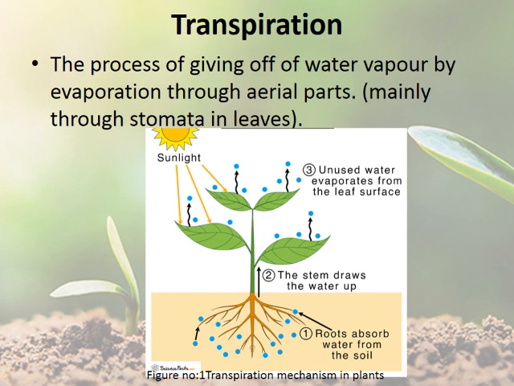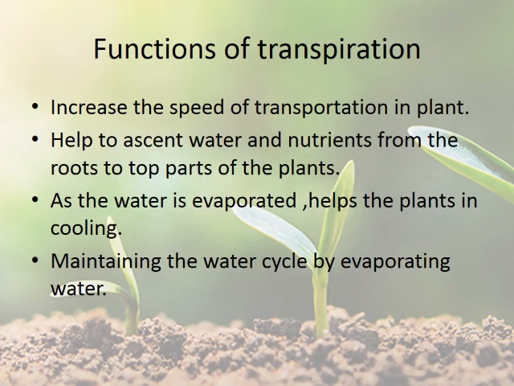The process of giving off water vapor by evaporation through aerial parts is mainly through stomata in the leaves. Then, what are the necessities of this transpiration? Let's look at them one by one.